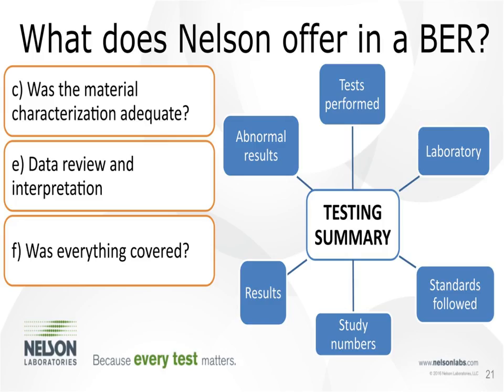And then also in this area, we will cover any extractable and leachable testing that was performed to justify or to cover any of the other biological endpoints where you didn't do animal or in vitro testing. So again, we would have a discussion according to 10993-1 Part 7 for was the material characterization adequate, and then we perform the data review and interpretation, and we can also identify if everything was covered here, if there were gaps in the testing.